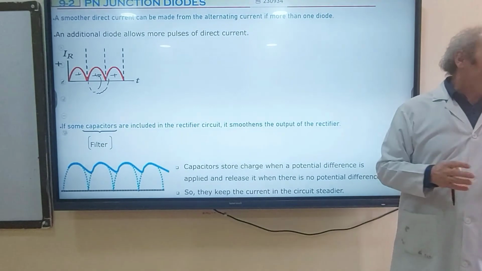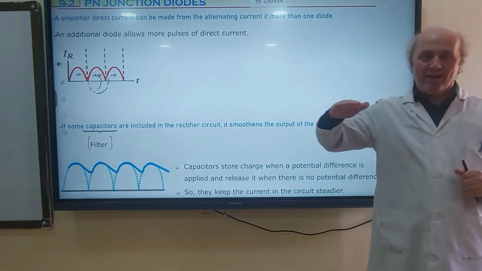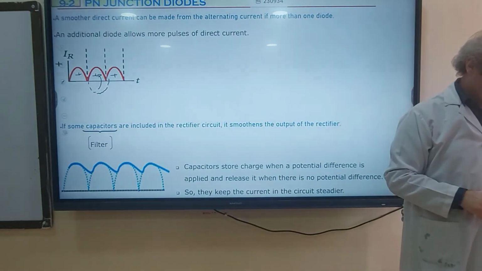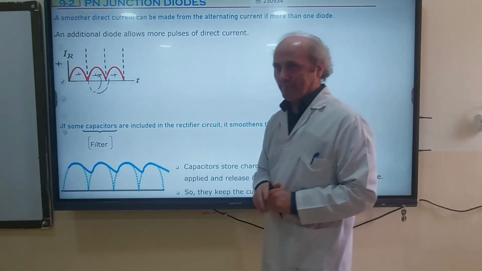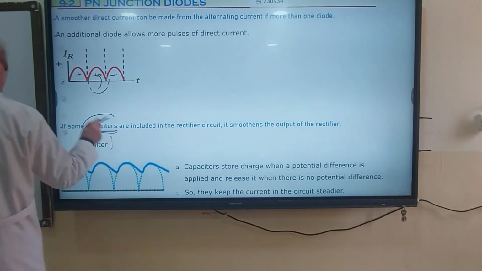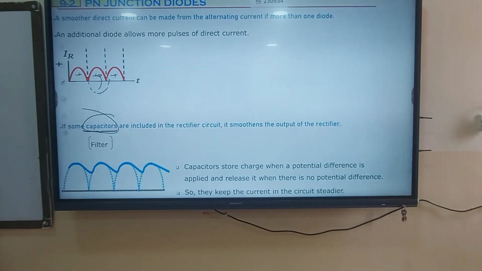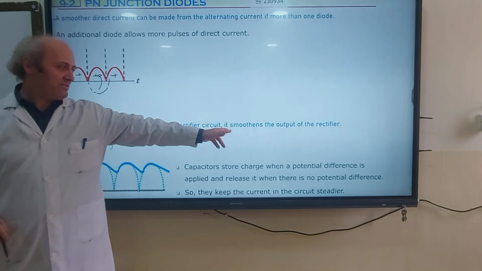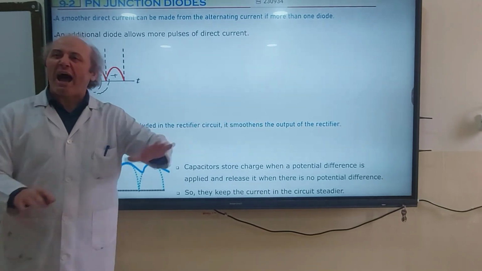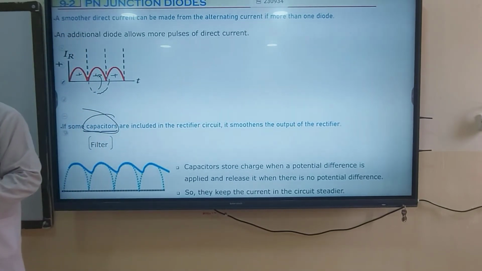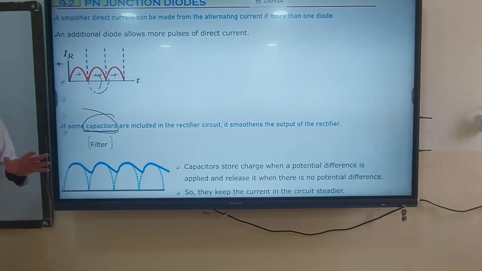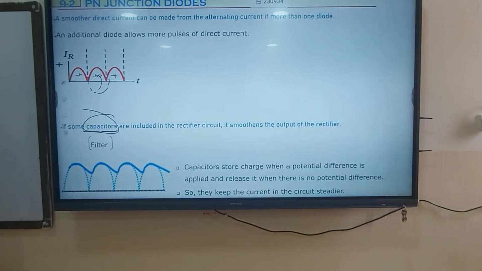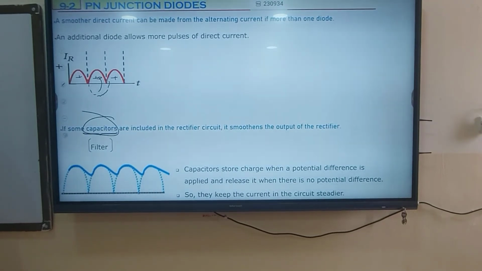But a diode itself is not enough to make it much steadier. We are going to use one more device to make it steadier. If capacitors, which are called filters, are included in the rectifier circuit, they smoothen the output of the rectifier. How does it do that? You know that capacitors store electric charge? Yes, they do.